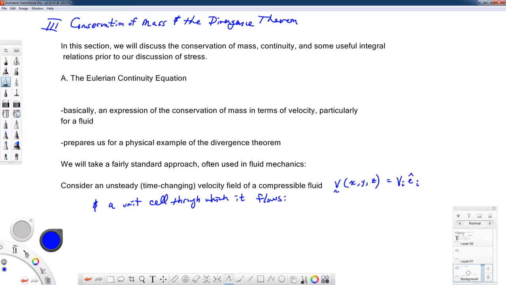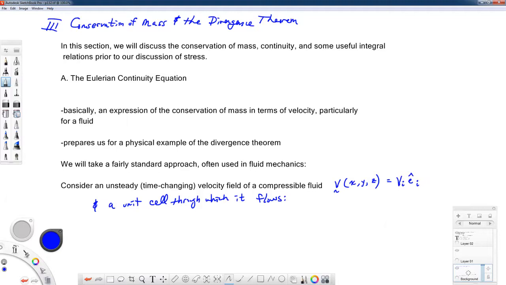So in this section of the course, we're going to get ready to get into stresses, and we're going to talk about the conservation of mass and something called the divergence theorem. In addition to that, we're going to talk about the continuity equation and some other useful integral relations before we get into stress. So we're going to start off with something called the Eulerian continuity equation, which is basically an expression of the conservation of mass in terms of velocity, particularly for a fluid.